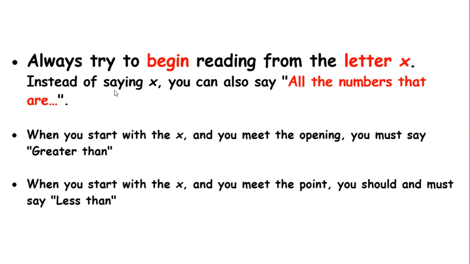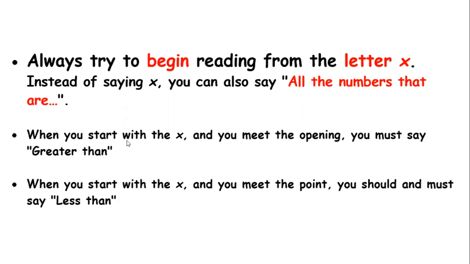Instead of saying X, you can also say all the numbers that are. So you can remember when we talk about the equal sign, X is equal to 5. There is a number. See the difference? There is a number whose value is 5. But when you are dealing with the inequality sign, you have to say all the numbers that are.